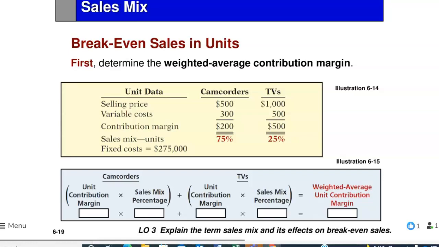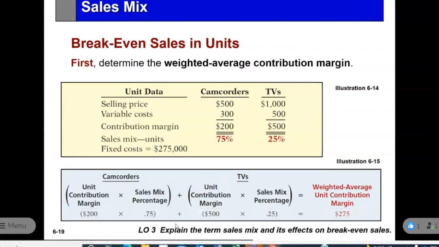We simply take the contribution margin of camcorders and weight it by the percentage mix, 200 times 75%. And we add the contribution margin for TVs times the sales mix of TVs, 25%. And we come up with the weighted average contribution margin. And there you have it, 275. Now that's neither camcorders nor televisions. It's the weighted average. So the fixed costs are common to both. We now have the weighted average.